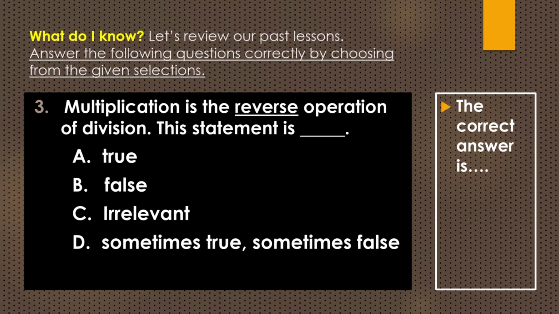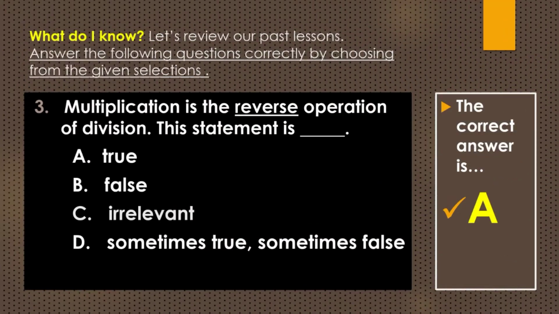Number 3. Multiplication is the reverse operation of division. This statement is blank. A. True. B. False. C. Irrelevant. D. Sometimes true, sometimes false. The correct answer is, for number 3, letter A, true.